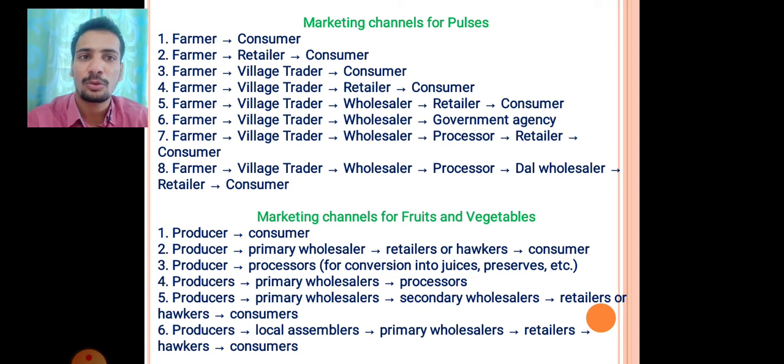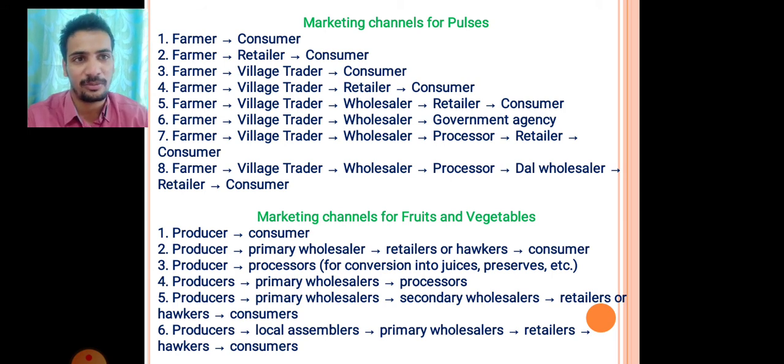Then sixth, farmer to village trader, wholesaler, government agency. It may be purchased by the government agency. Then seventh, farmer to village trader, wholesaler, and, as in oilseeds, the pulses processor, who sells the dal to the retailer, and from the retailer to the consumer. And the last is farmer, village trader, wholesaler, processor, then special dal wholesaler, retailer, and ultimate consumer. These are some of the marketing channels for pulse crops.